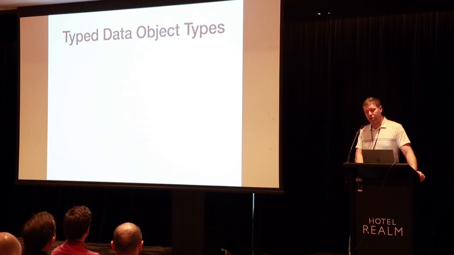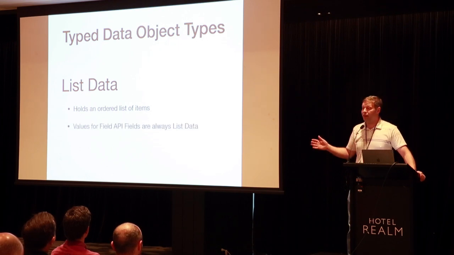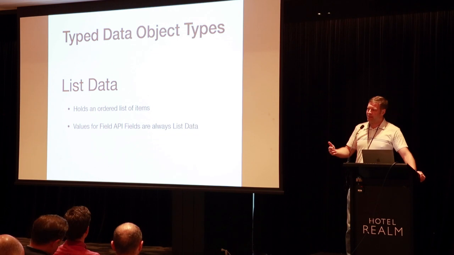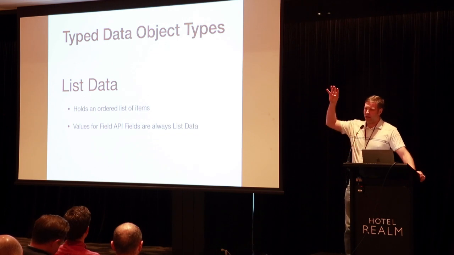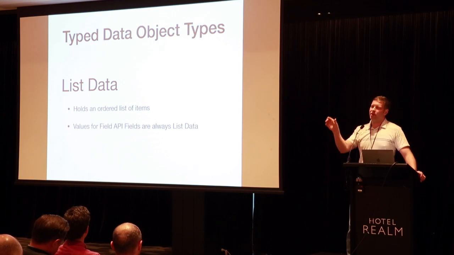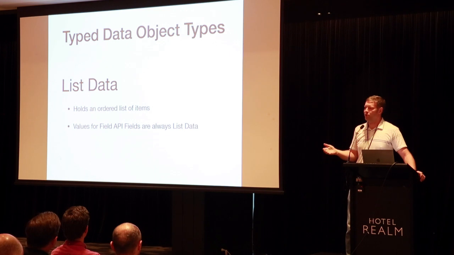And the last type of TypeData API object is list data. A list data holds an ordered list of items, and these items can be any other simple or complex type data object. So field API fields always return list data. Even when you declare a new field in code, you declare the properties on it. So even if I declare a property email, the actual value that comes back from the field is a list of email objects.